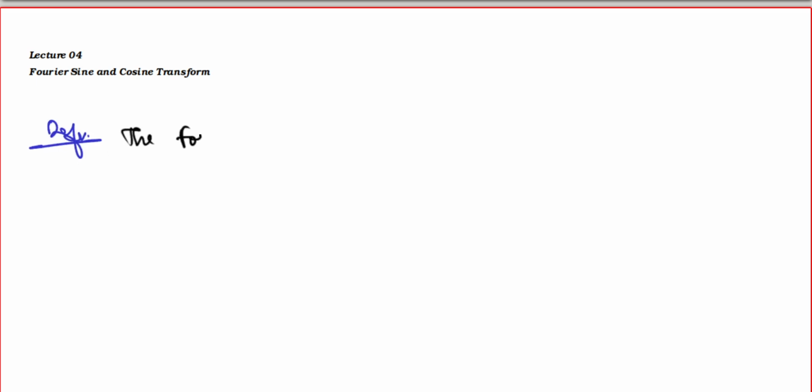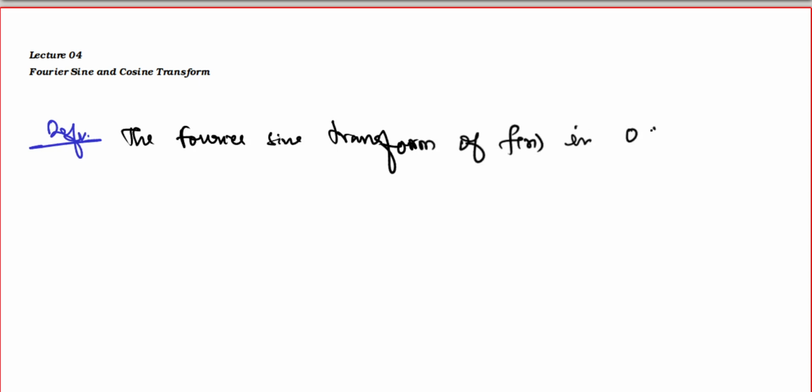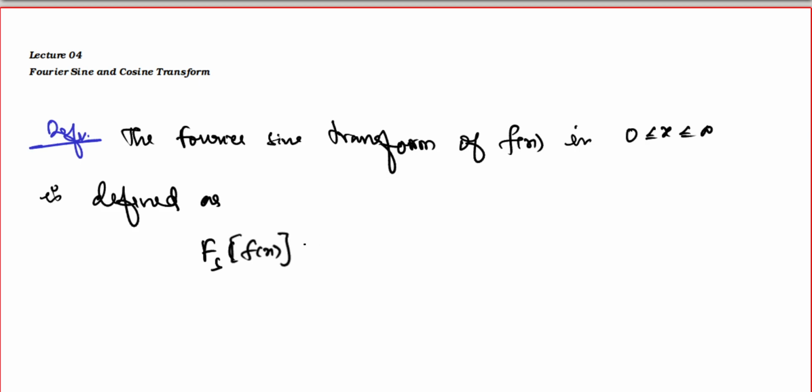The Fourier sine transform of f of x in 0 less than or equal to x less than or equal to infinity is defined as, we denote it by Fs of f of x, that is square root of 2 by pi integral 0 to infinity f of x into sine sx into dx.